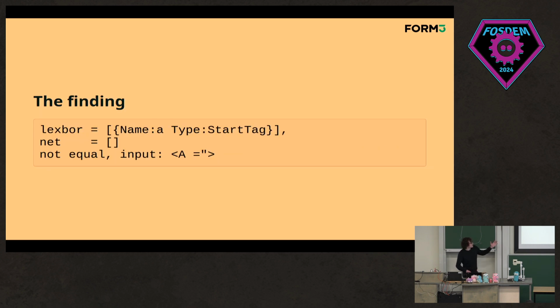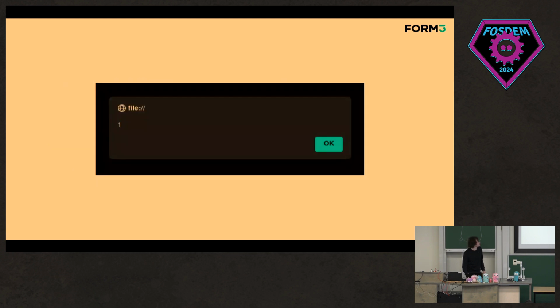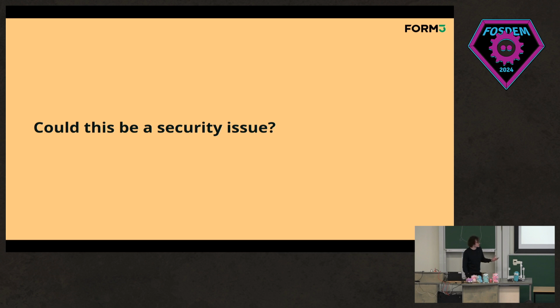There is some weird-looking HTML code, looks malformed, and Lexbor says that it's an A tag, but the Net HTML library is like, oh, there's nothing in there. So let's transform this a bit, and let's see what the browser thinks. So we have a disagreement. Could this be a security issue?